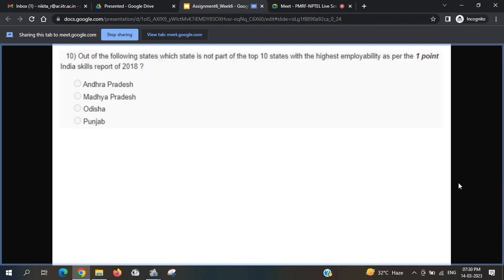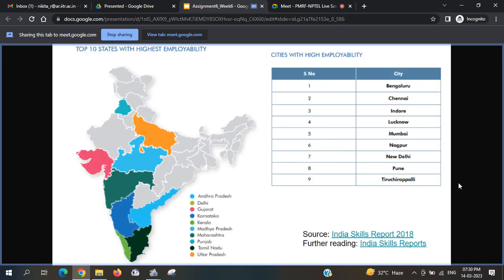So moving on to the next question. Out of the following states, which state is not a part of the top 10 states with the highest employability as per the India Skills Report of 2018? And you are given 4 options: Andhra Pradesh, Madhya Pradesh, Odisha, and Punjab.